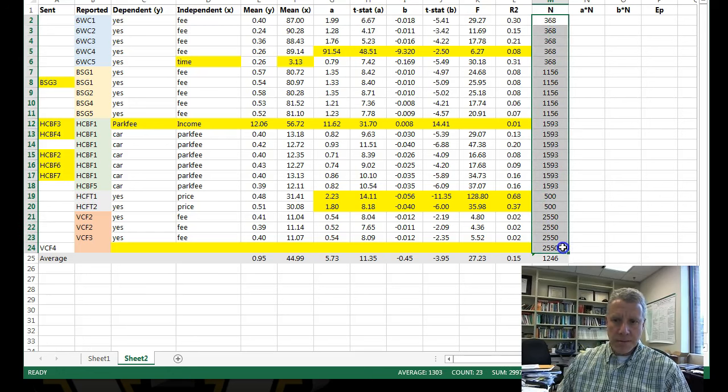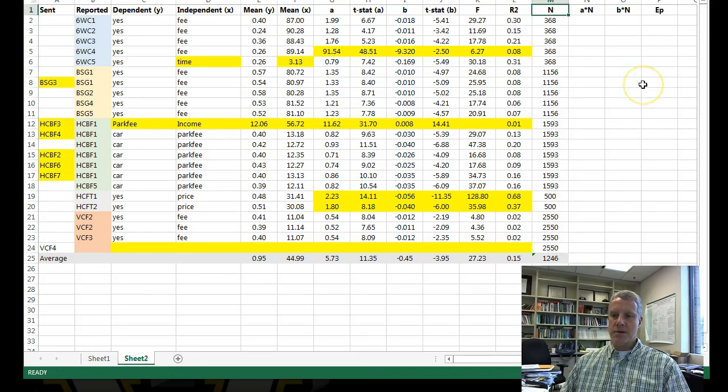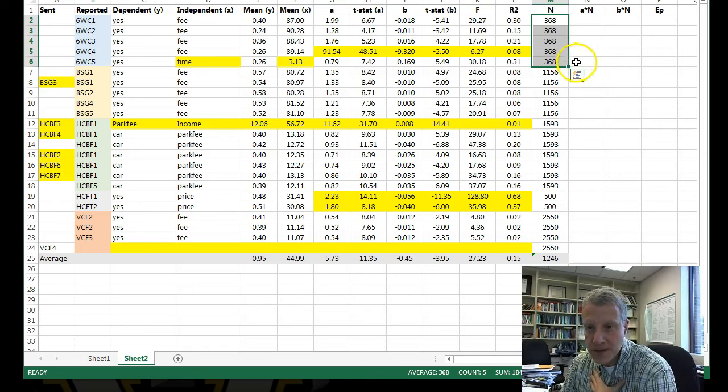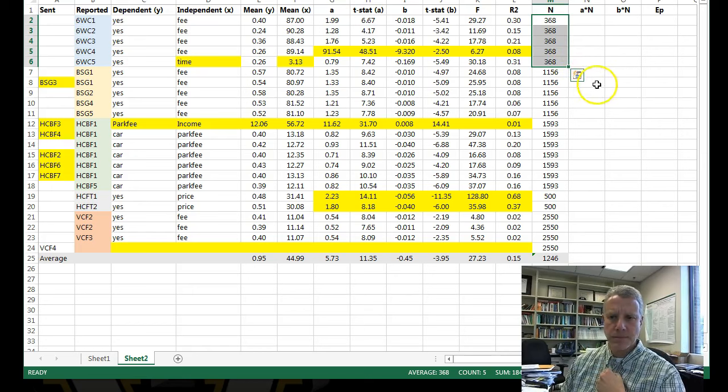added a column that includes the market size for your study. So 6 Hours of Warrior Creek, there's about 368 people in the market, and that's the number of participants from the most recent race, or maybe the race from which this data was from, but it's about the same order of magnitude as the most recent. They're all about the same. For Blood, Sweat, and Gears, it's 1,156. For High Country Beer Fest, it's 1,593.